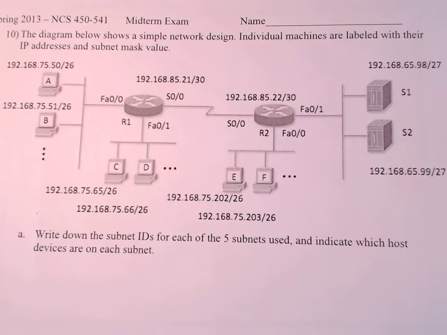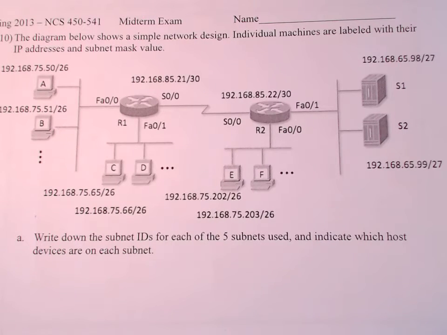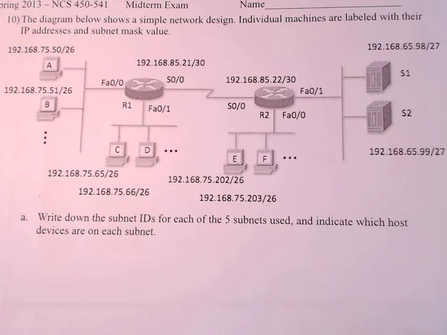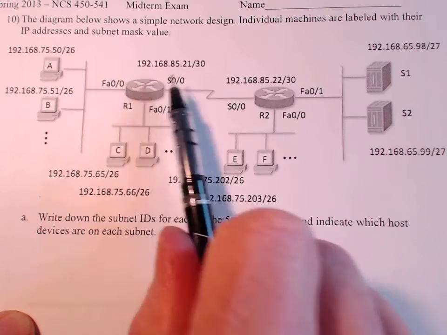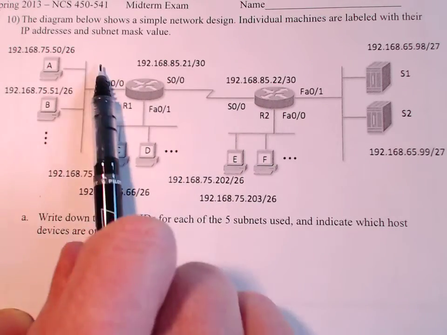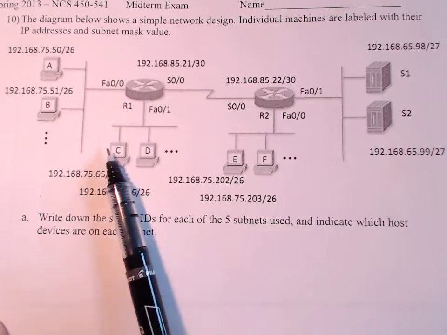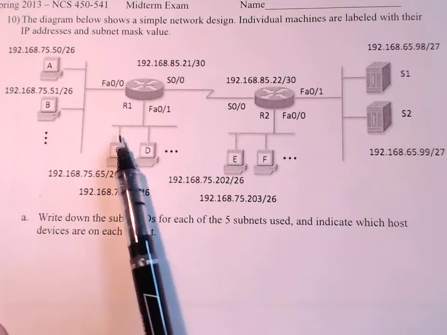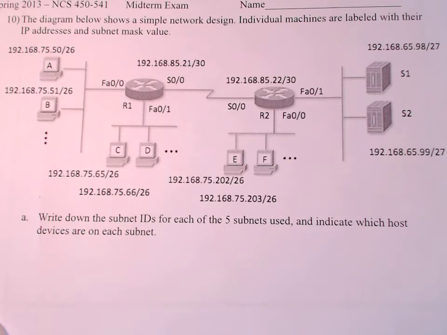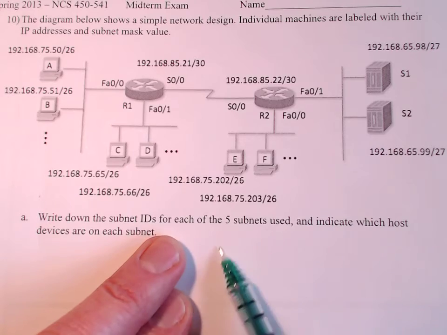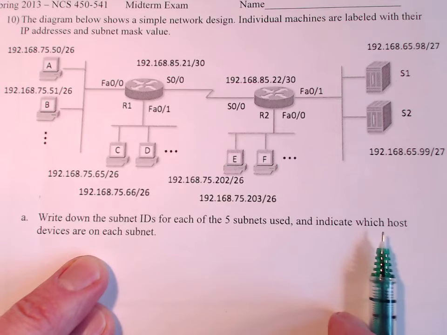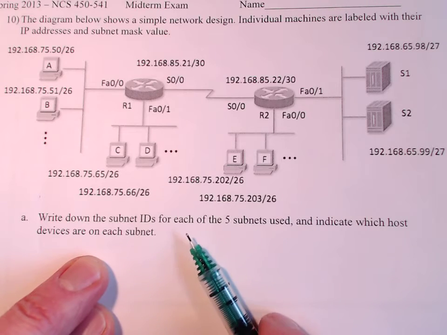Okay, in this next example problem, I'm going to look at problem 10 here on this exam page. Basically I've got two routers. I've got two local area networks off of router 1, well, two off of each, and then one of them contains servers, the other three contain hosts. The first question is to write down the subnet IDs for each of the 5 subnets and indicate which host devices are on each subnet.